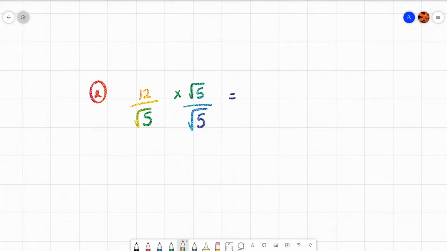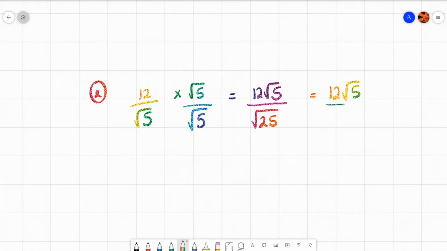So 12 times root 5 is just 12 root 5. And then we've got root 5 times root 5. So remember, you times the numbers at the bottom together. So 5 times 5 is 25. So that's going to be the square root of 25. However, always look to see if you can simplify your fraction. At the top, we've got 12 root 5. I can't simplify that because there's no square number that divides into 5, so that stays as it is.